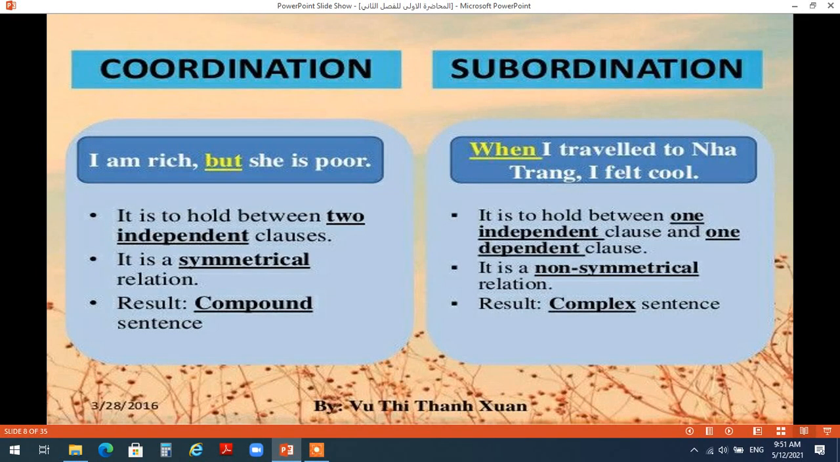إذا هذه هي الاختلافات التي تنشأ حين نربط العبارات أو الجمل، مرة باستخدام coordinators ومرة باستخدام subordinators. هذه الاختلافات مهمة حتى نعرف طبيعة العلاقة سواء باستخدام coordinators or subordinators.